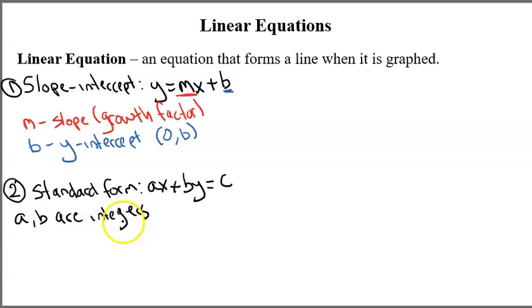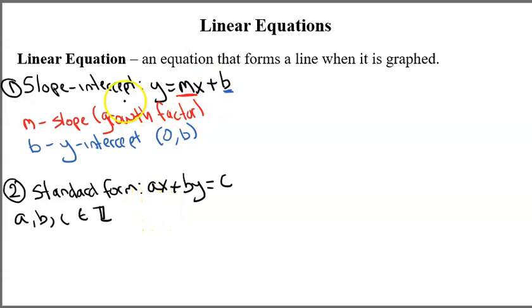So I've seen some videos on YouTube that say a has to be positive. I'm here to say it doesn't have to be positive. In fact, it can be negative. In this form, we don't want fractions for a, b, or c. So let me erase this and say a, b, and c are in the set of integers. So this script Z is the set of integers. So let's just show you a quick example.